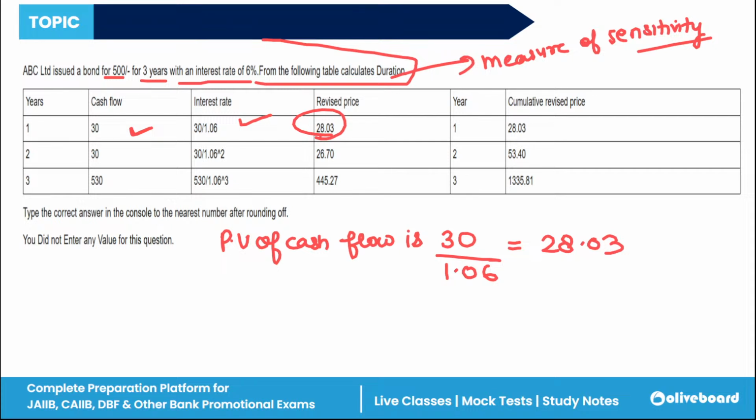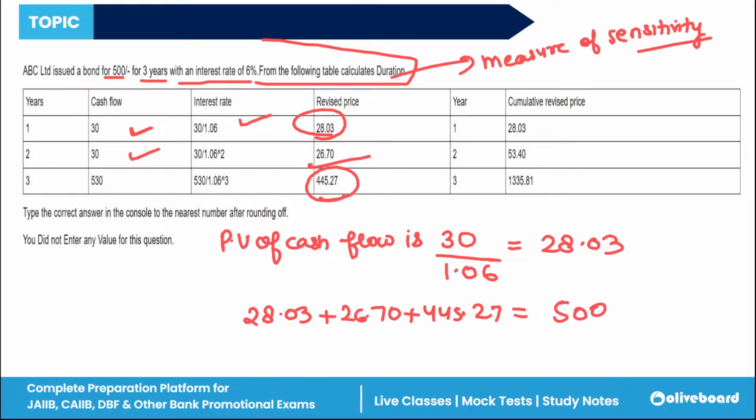So the present value of the next year we can calculate, which is 26.70, and the same for the third year. If I add all these, 28.03 plus 26.70 plus 445.27, it is correctly equal to 500.